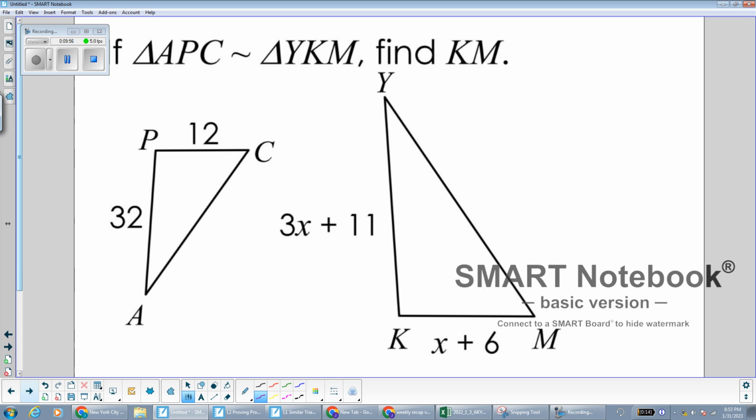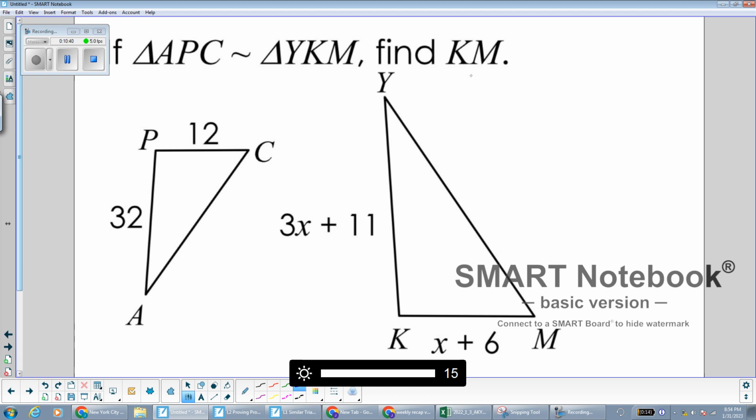So the last thing I want to talk about in this video is that when we have similar triangles, the corresponding sides are proportional. So we can set up a proportion to find missing side lengths. So keep in mind that the letters in the triangle name tell you what parts are corresponding. For example, AP, first two letters, correspond to YK. AC, first and third letters, would correspond to YM. So keep in mind that the order of the letters, when we have triangle names, tells us which parts correspond to each other.